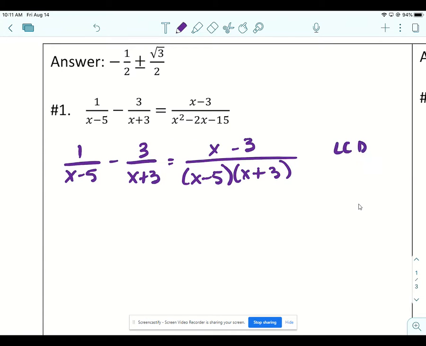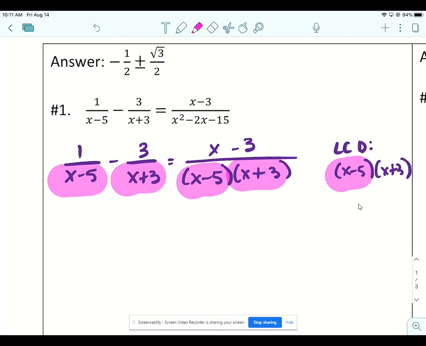So we're going to look at our denominators, and our LCD has to have everything that these denominators have. So we have to have an x minus 5. We have to have an x plus 3. All right, then when I'm looking at the second denominator, we have to have an x minus 5, and we already do. Right, and we have to have an x plus 3. We already do. So we have our least common denominator.